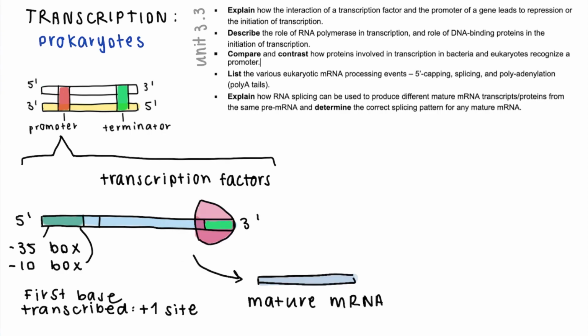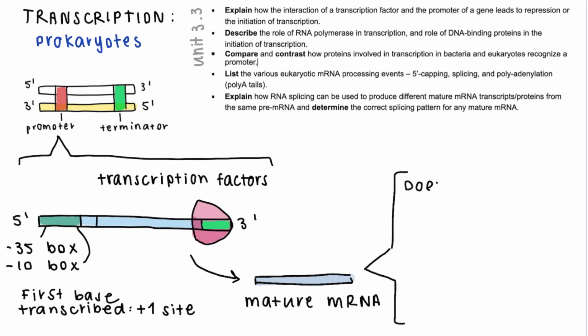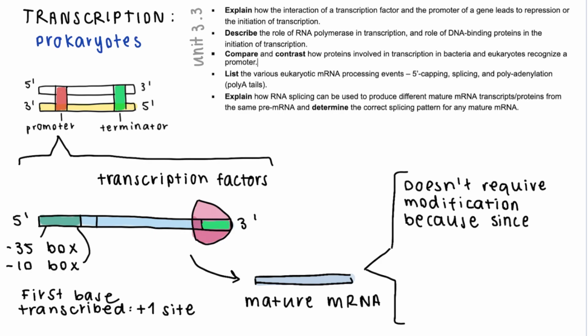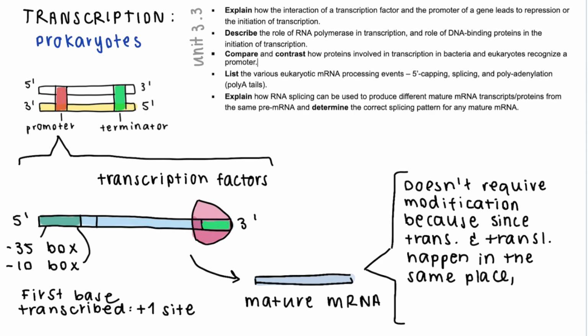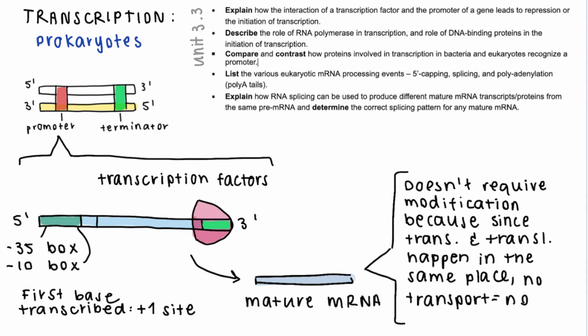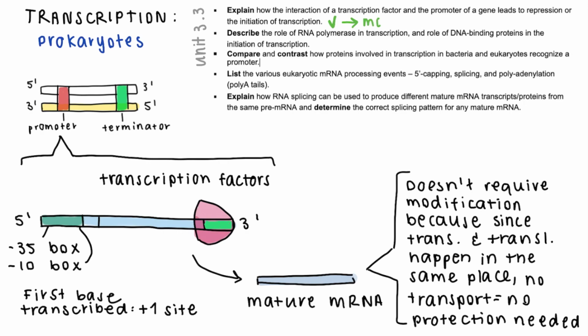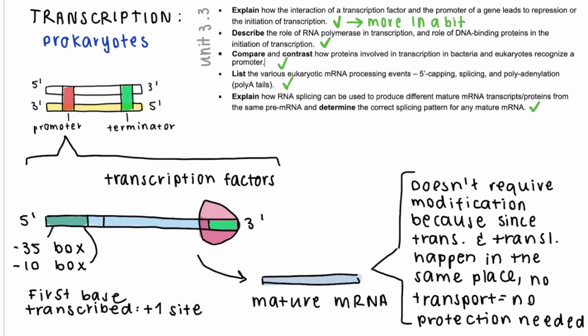For prokaryotes, the mRNA that is transcribed is already the mature mRNA. It doesn't require modification because in prokaryotes, transcription and translation happen in the same place, since there is no compartmentalization of organelles. Since the mRNA doesn't need to be transported, it doesn't need to be modified with protection. Furthermore, prokaryotic mRNA is only made up of exons, so no splicing needs to happen. The fact that there are no compartments and no membrane-bound organelles also means that transcription and translation can happen simultaneously.